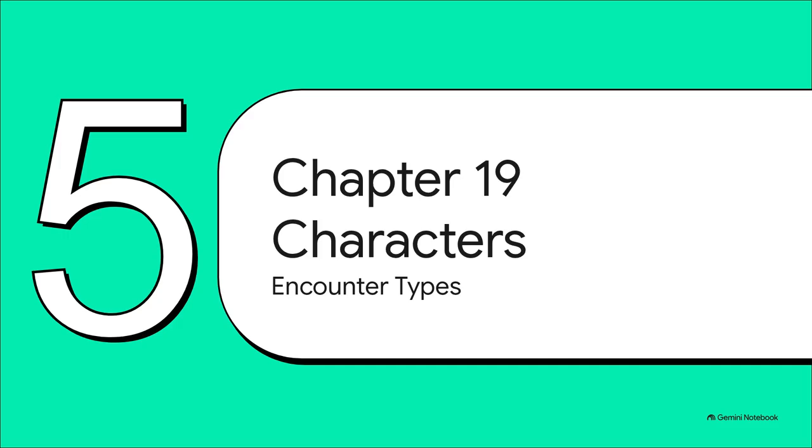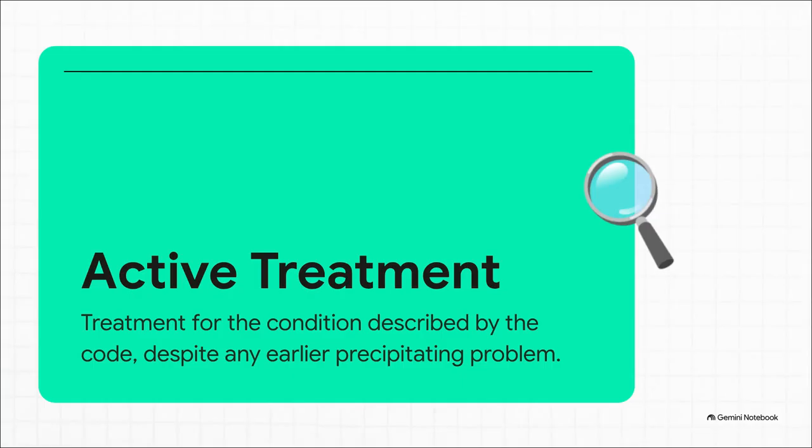Finally, we've made it to Section 5, Chapter 19, Character Rules. The seventh character in Chapter 19 is a huge deal, and it all hinges on one concept: active treatment. This character is assigned based on whether the patient is undergoing active treatment for the complication itself. And here is the kicker, you guys. This applies even if the complication is related to a precipitating problem from years ago. Your focus is 100% on the current condition being treated.